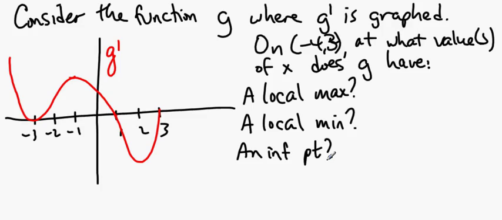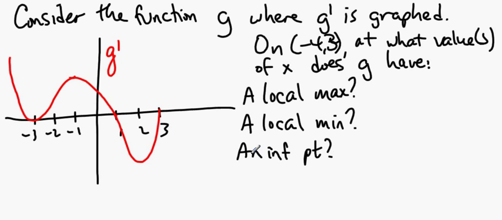So in fact here, think this through with me. Two of those are really straightforward because we talked about them last time. Think for a moment, where does G have a local max based on what I can see from G prime? Where does G have a local min based on what I can see about G prime? Let's think about that and then hit the unpause button.